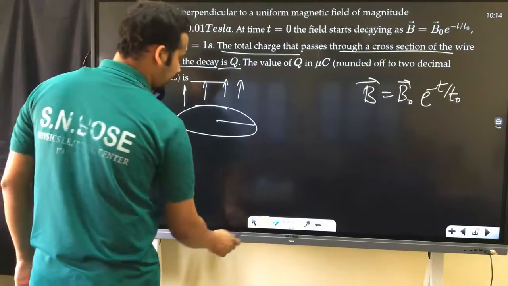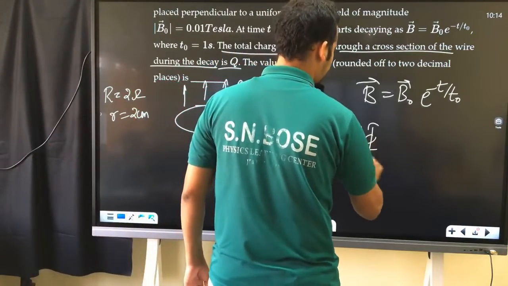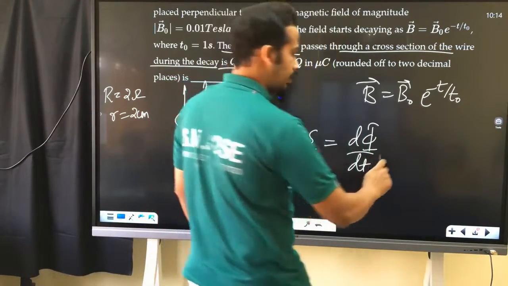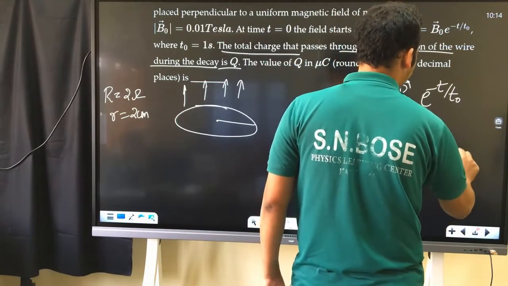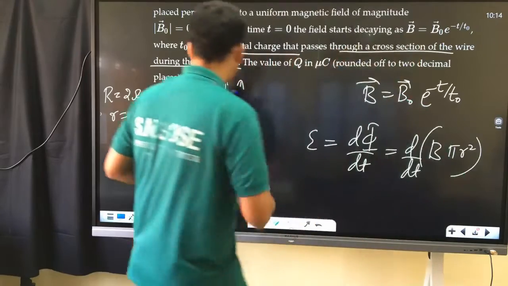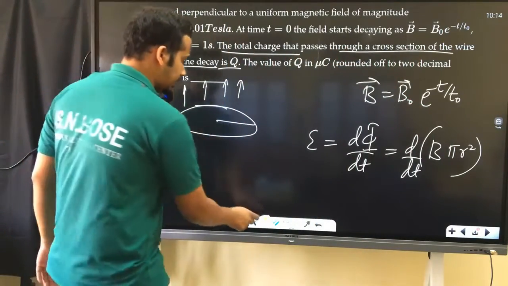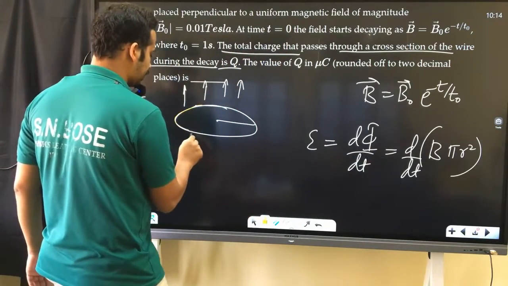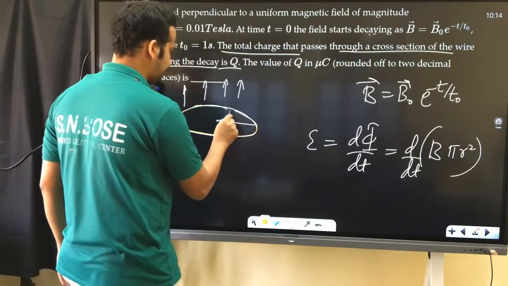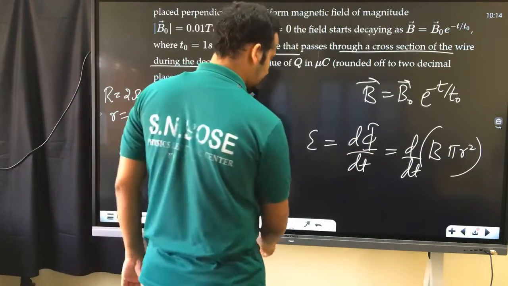I mean, this is very simple. Look at here. What is this one? EMF is equal to dΦ/dt, that is d/dt of magnetic field into πr² simply. Why? Magnetic field is perpendicular to the surface. This is the wire. So suppose take a copper wire here. Magnetic flux linked with this one is this one. Is that okay?